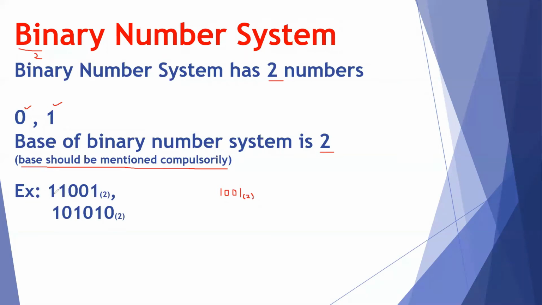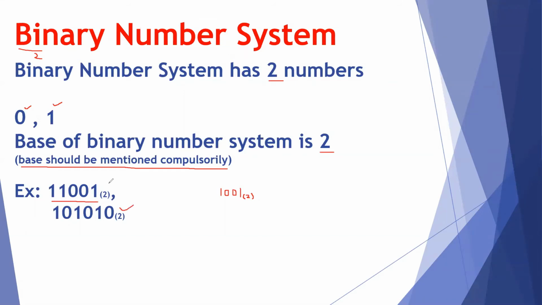Again, the same rule applies. Whatever numbers you are writing here should be present in binary. Here the combination contains ones and zeros: 1, 1, 0, 0, 1, base 2. Similarly, here again 1 is present, 0, 1, 0, 1, 0. All the numbers are present in binary, so both are binary number systems.